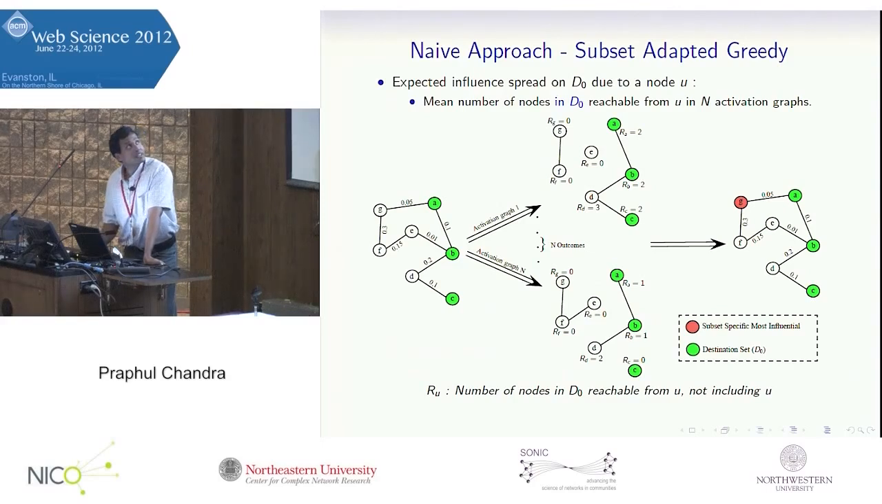This is just a naive extension to the greedy, which we call the subset adapted greedy. Like I showed a couple of slides ago, you can compute the influence spread in the network. Here, instead of computing the entire influence spread in the network, we just find the number of nodes which are reachable to the destination set and then choose the node which has the highest influence spread as the most influential.